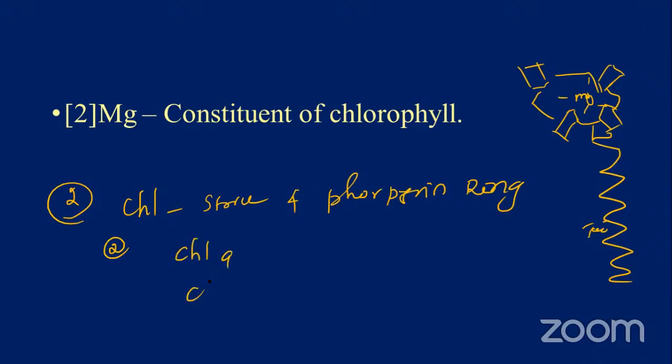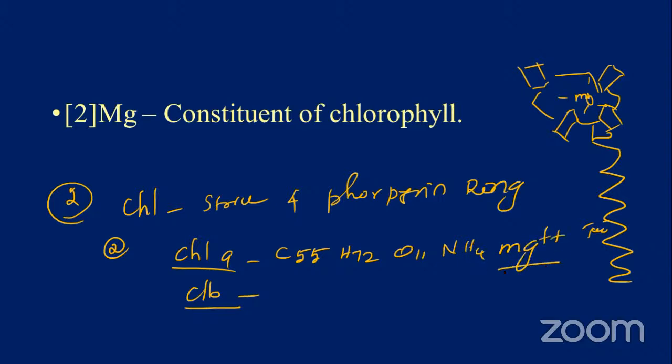Chlorophyll A, chlorophyll B also. Sometimes they ask the question on chlorophyll A and chlorophyll B. See here, C55 H72 O5 N4 Mg. This is the formula. And then chlorophyll B, C55 H70 O6 N4 Mg.